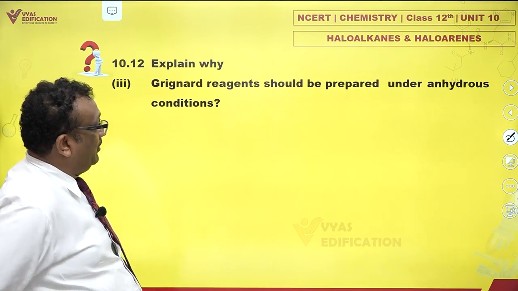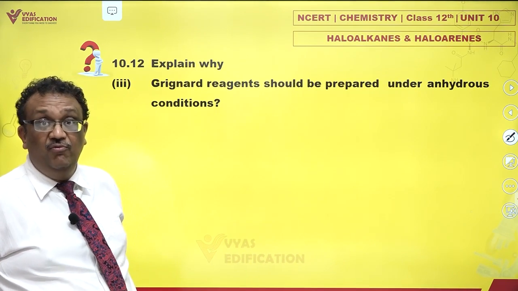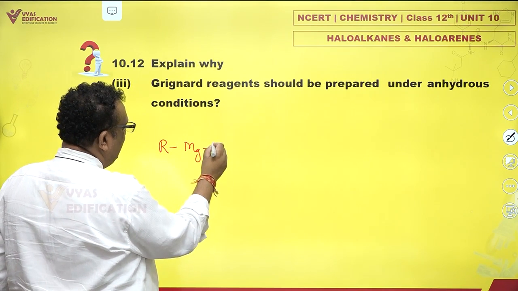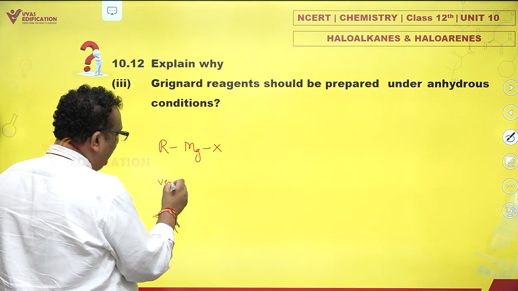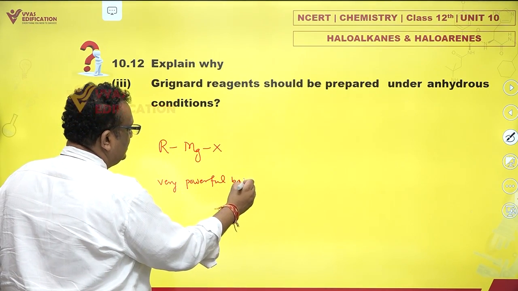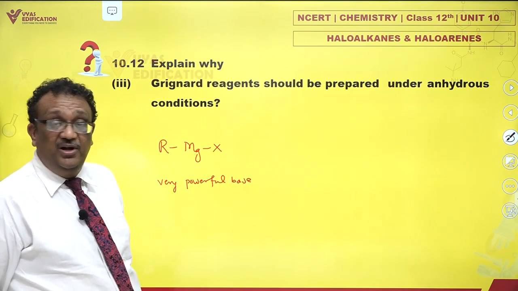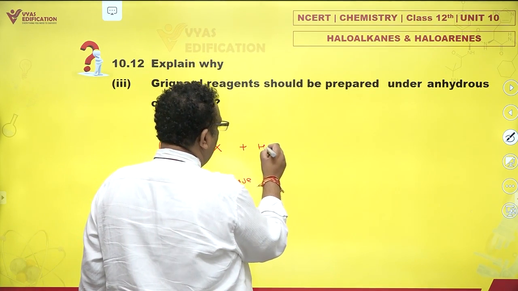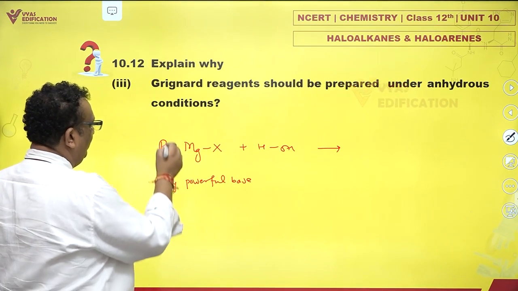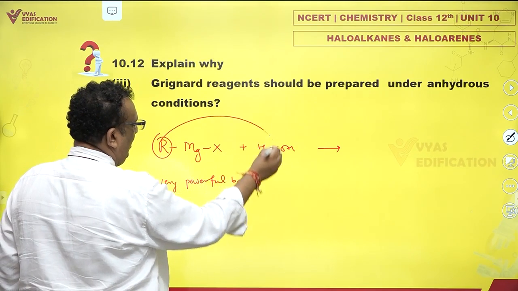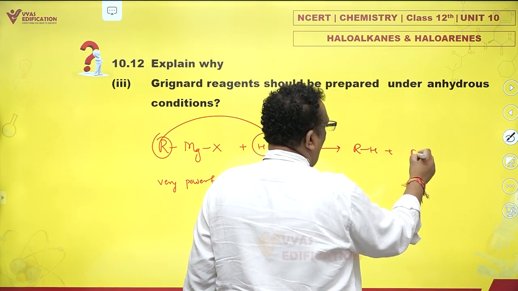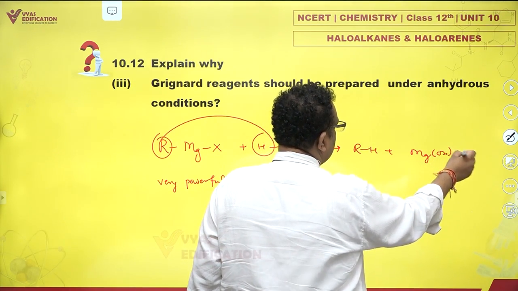Grignard reagents should be prepared under anhydrous conditions. Very much. Why? Because Grignard reagent RMgX is a very powerful base. It is very reactive. It reacts completely with water. The moment it senses water, it takes away H plus from water. And you find this R takes away H, becomes RH. And all you are left with is MgOHX.